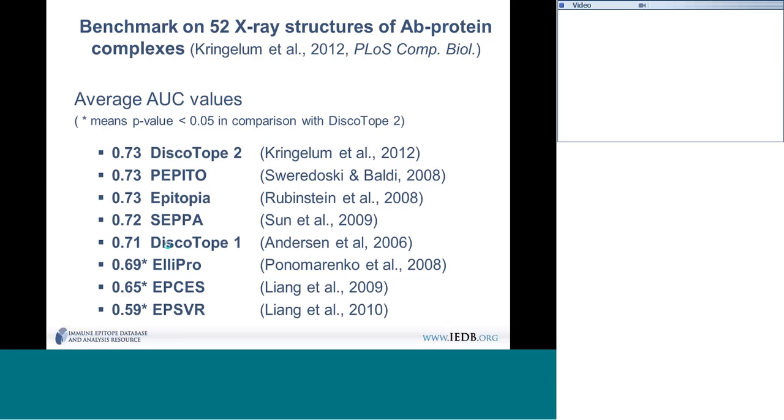The most recent benchmark was published in 2012, and they used a slightly larger number of structures, 52. But again, as you see, we don't even have hundreds of structures. They again saw that no method gave values above 0.73. But more methods appear in comparison with the previous benchmark.